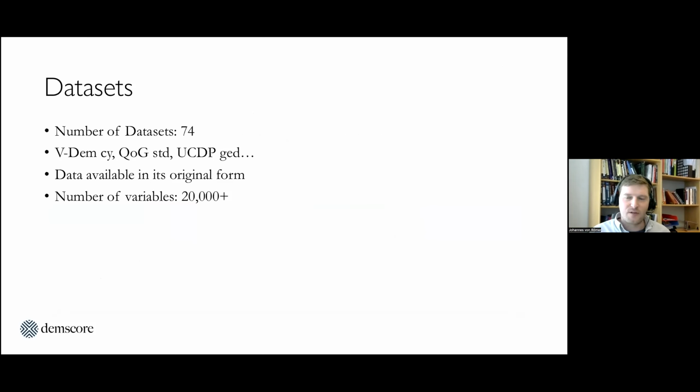As of now, there are 74 data sets in Demscore, and for example, V-Dem country year, COG standard, and these data sets are also available in their original form. That means unaltered, so that if you want the original data set, you can also download that through Demscore in all of those variables.